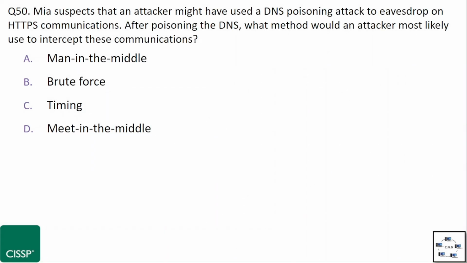Question number 50. Mia suspects that an attacker might have used a DNS poisoning attack to eavesdrop on HTTPS communication. After poisoning the DNS, what method would an attacker most likely use to intercept this communication? The options are option A, man in the middle; option B, brute force; option C, timing; and option D, meet in the middle. And the correct option is option A, man in the middle.